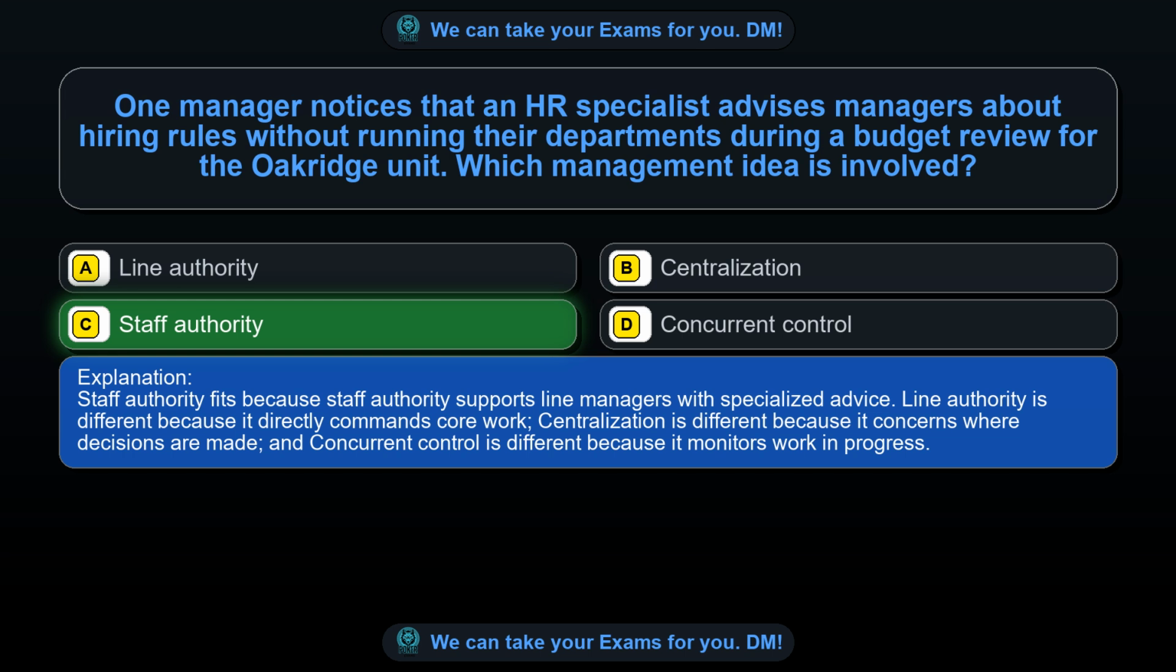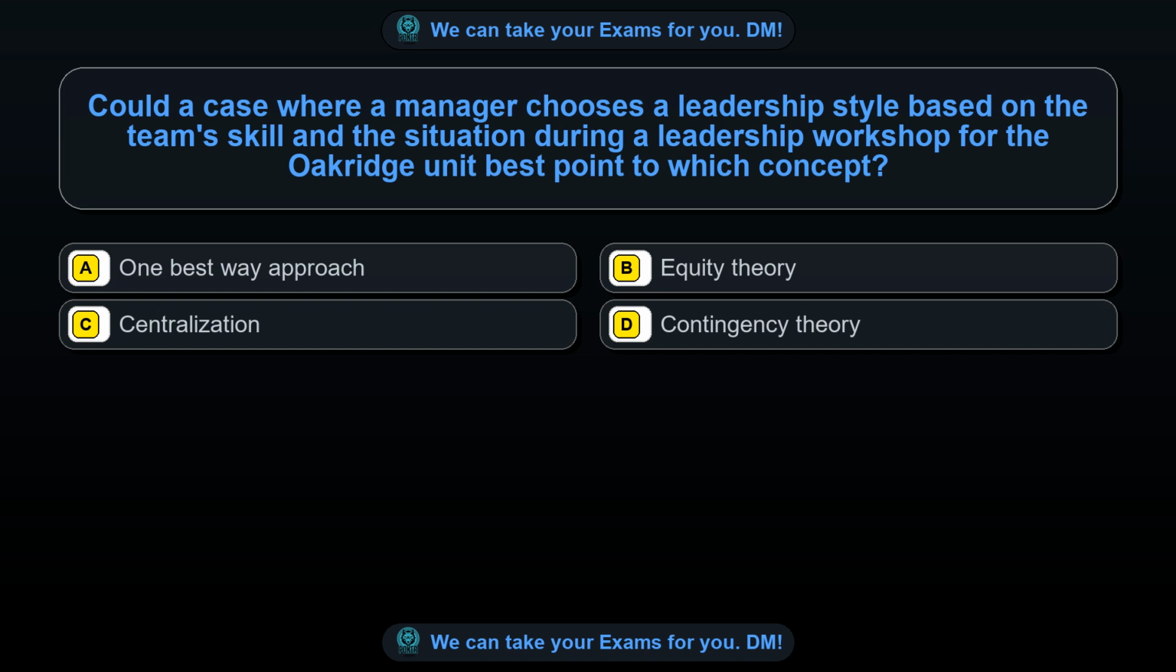Question 44. Could a case where a manager chooses a leadership style based on the team's skill and the situation during a leadership workshop for the Oak Ridge unit best point to which concept? Option A, one best way approach. Option B, equity theory. Option C, centralization. Option D, contingency theory. The correct answer is option D, contingency theory.